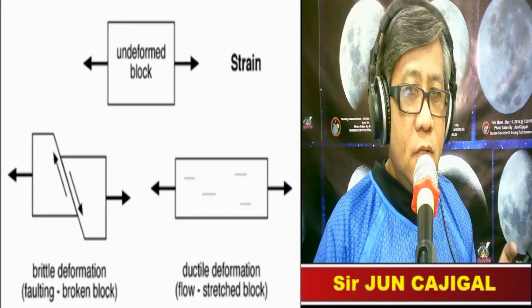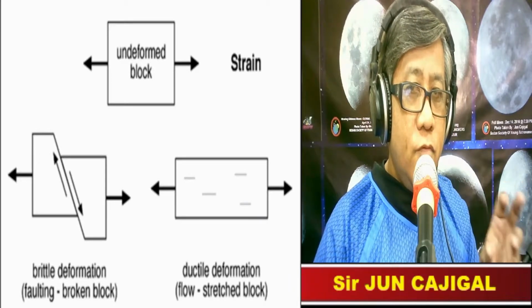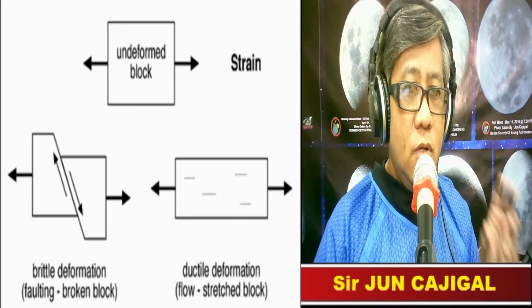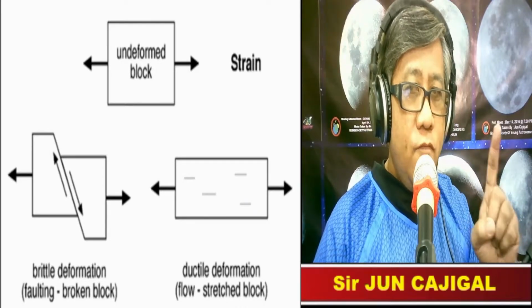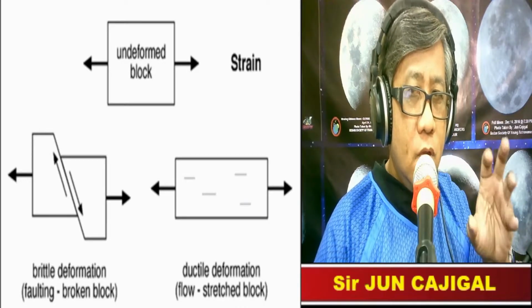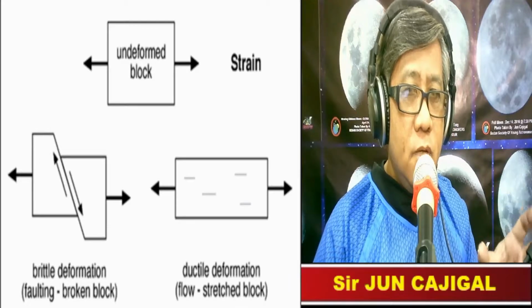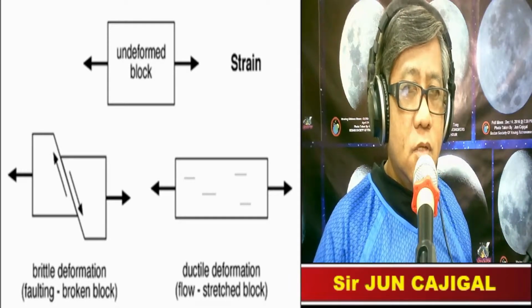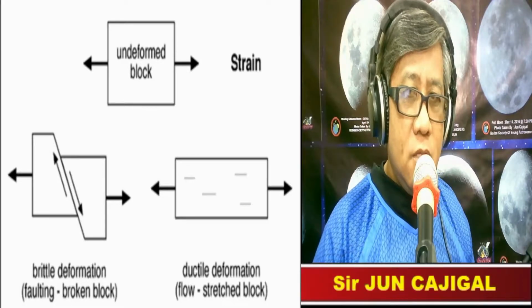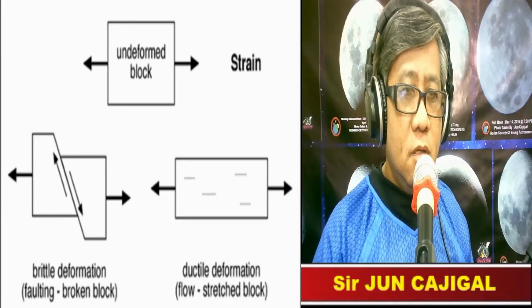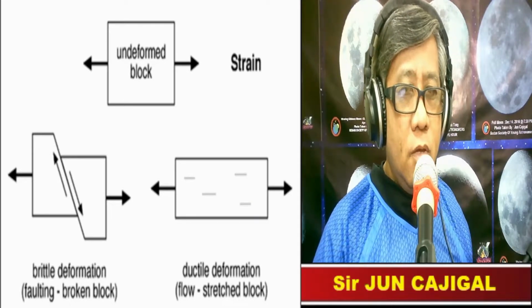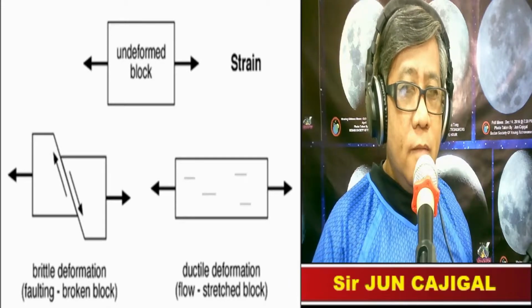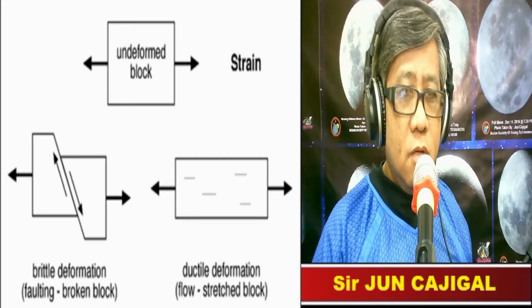At ito yung tinatawag po natin na deformation. Strain will lead eventually to the deformation of the rock. So nagbabago po yung shape ng mga bato. Now, this deformation of the rocks can be either brittle deformation, as in the case of faulting, so nahati po yung mga bato as in the case of faulting, or we have ductile deformation na i-stretch po yung mga bato.